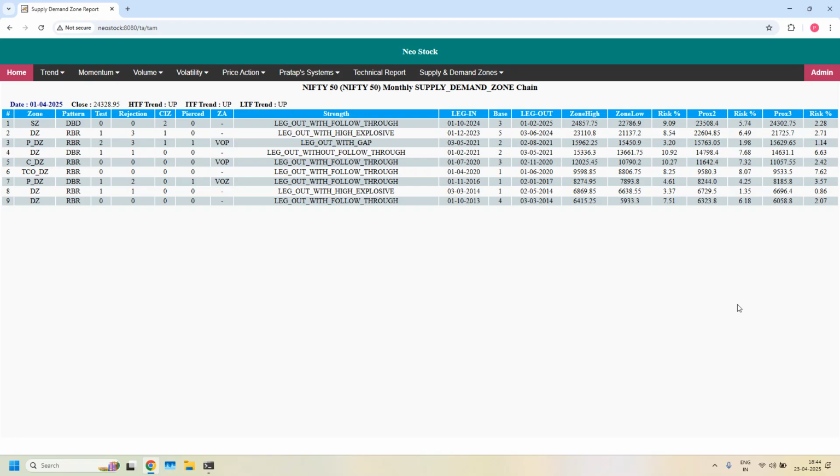In all the supply demand zone chain reports, look into the zone column to find the high liquidity zones, and look into the pierced column to find the pierced zones. Also look into the LTF trend to find the trend of the current time frame you have selected. Apply the same rules to the remaining supply demand zone chain reports. And don't forget to pause the video before moving on to the next report, because I am giving you only a few seconds to watch the report. Once you study the report, then you can proceed to the next report.